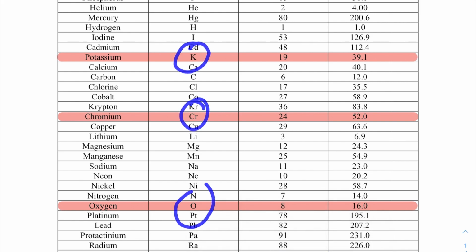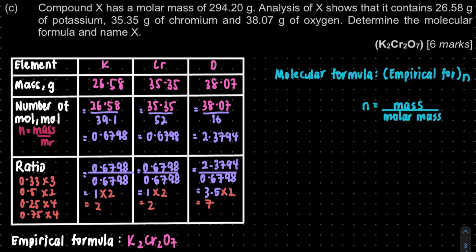Okay, what is the element itself. We know that the empirical formula is K2Cr2O7, but the question asks for the molecular formula. Since we already have our empirical formula, we have to find the n itself. Because this question already gives you the answer, you might think that is the only solution. It's not. During the exam we do not know the answer itself, so you have to find it out.